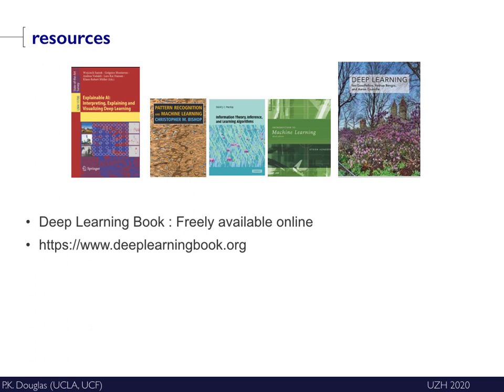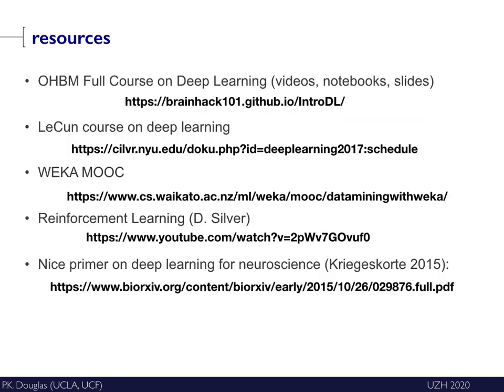So, an excellent resource if you're new to deep learning or even have been a practitioner for many years is the Deep Learning book, which is, of course, freely available online. Above, there's also 4 other books that I like quite a bit. This Explainable AI book is nice if you're interested in transparency methods for deep learning.